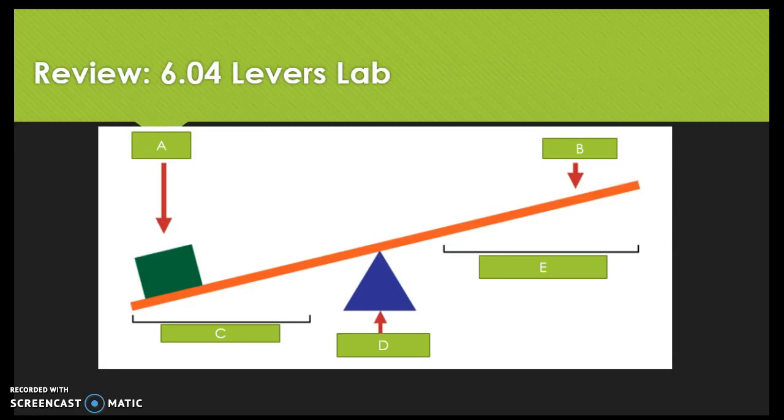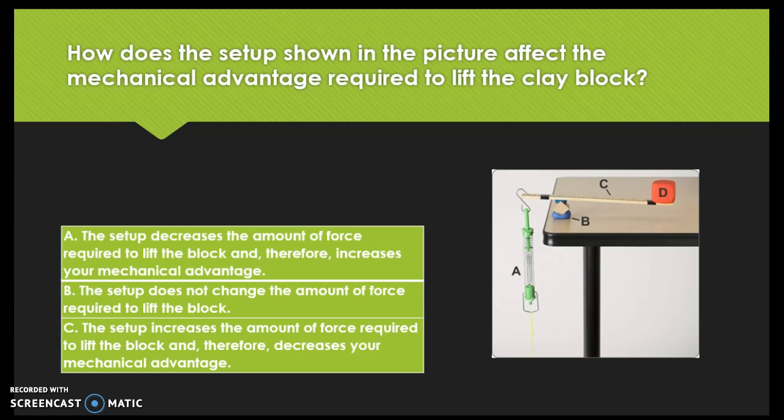So in the levers lab, you were given a picture like this and asked to label and know the different parts. So you will need to know those. So please be sure that you know each of the parts and how they look in different formats, because in the lab, our lever looked slightly different. So how does the setup shown in the picture affect the mechanical advantage required to lift the clay block?